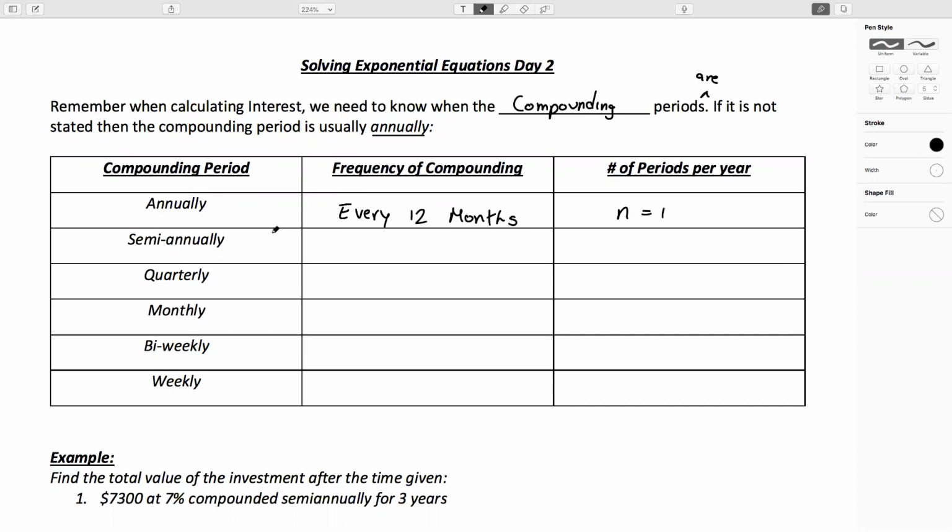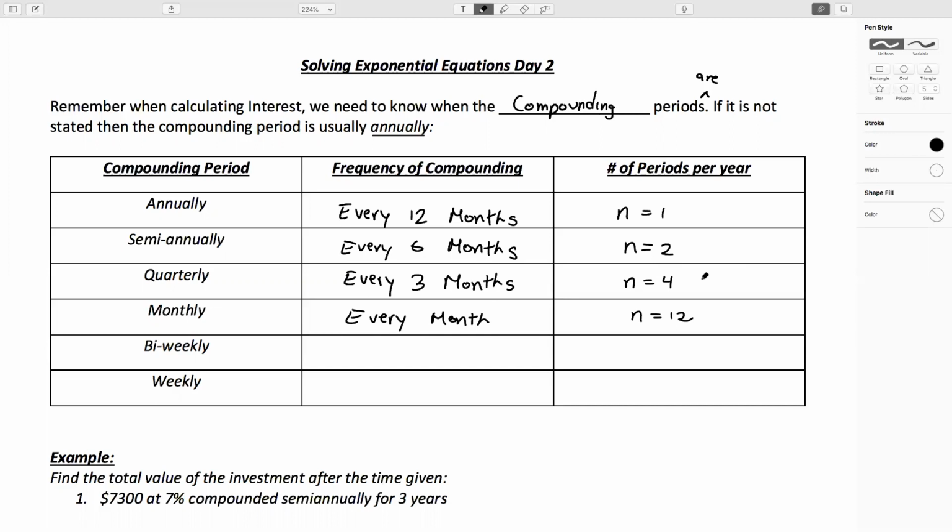Semi-annually means it happens twice a year, so it happens every 6 months, or n equals 2. Quarterly means the year's split up into 4, so it happens every 3 months. N equals 4 this time, because there's 4 a year. Monthly happens every month. It's going to happen 12 times a year.